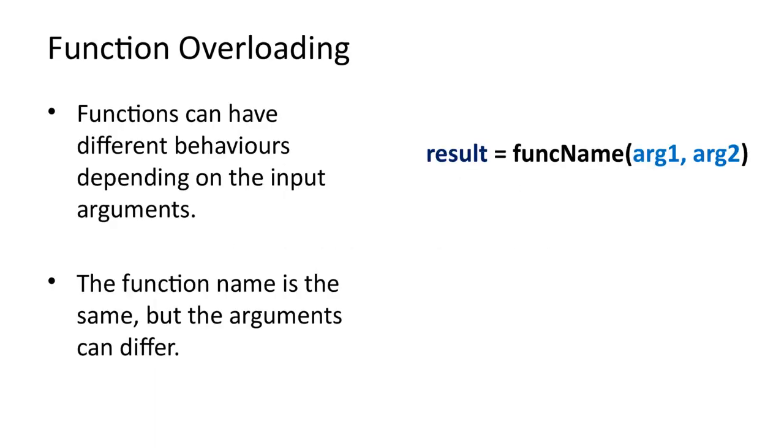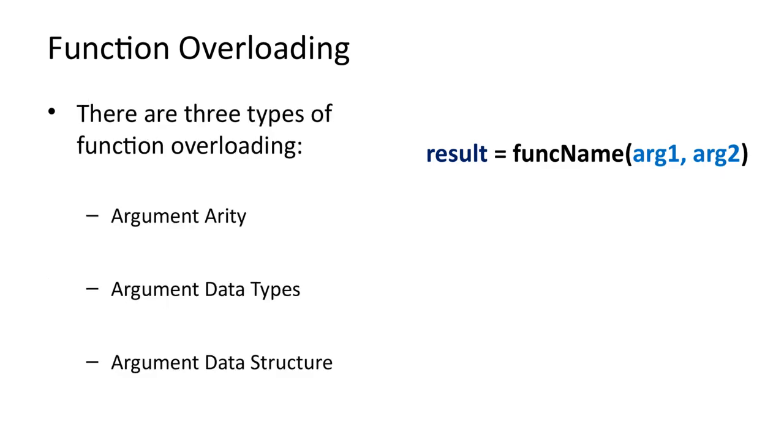Functions can have internal logic that allows them to change their behavior depending on the input arguments. When calling such a function, you can vary the input arguments to achieve different outcomes. This is called overloading the function. There are three ways that functions can be overloaded: Arity, data types, and data structures. With regards to control flow, we are mainly interested in overloading with data types and data structures. But we will briefly describe Arity as well.